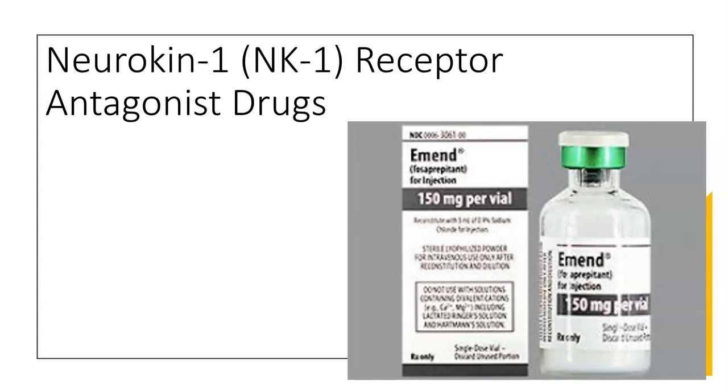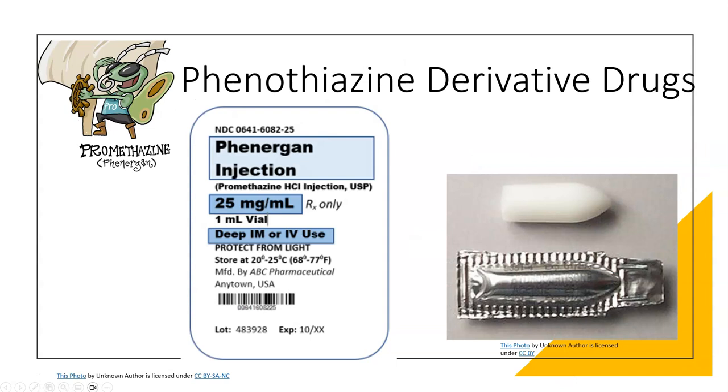Now, the neurokinin-1 receptor antagonists do have a drug stem, and the drug stem for these is prepitant. I know this slide is not very clear here. This is fosaprepitant. If it ends in prepitant, that's your known drug stem for your neurokinin-1 or NK1 antagonist.